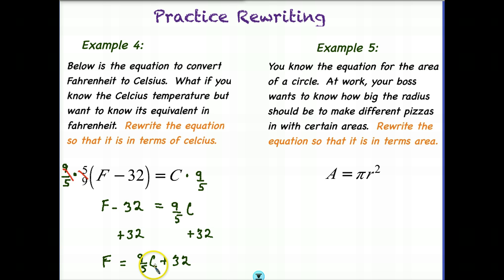Now, if you're in a country where everything is in Celsius, you have a quick equation where you can just plug this in, multiply by 9/5, add 32, and you will have the Fahrenheit temperature. Let's do the same thing with example 5.